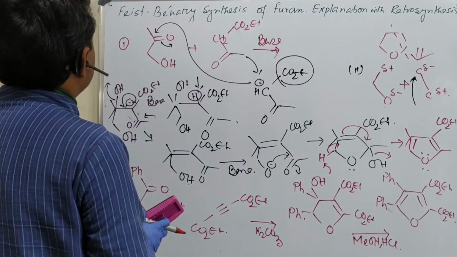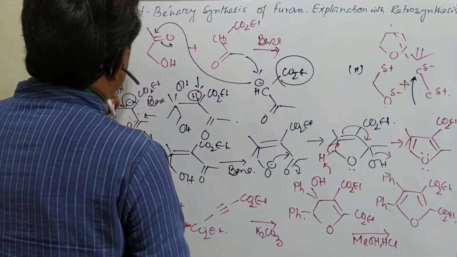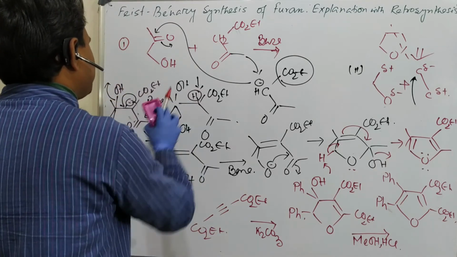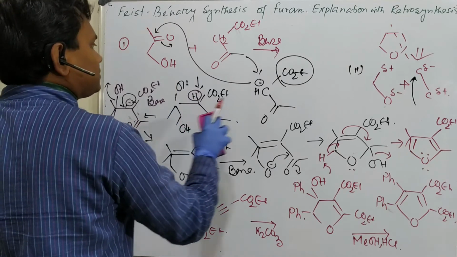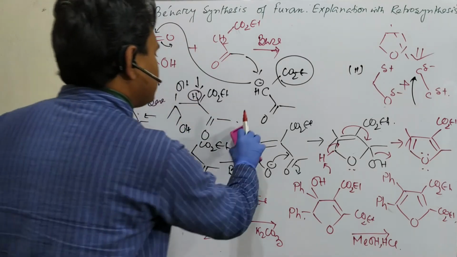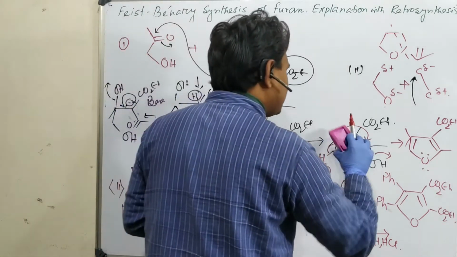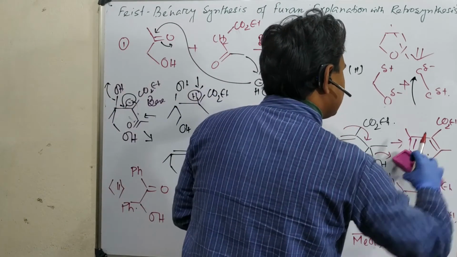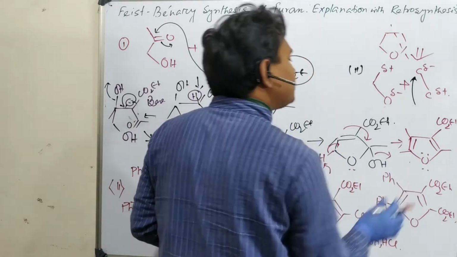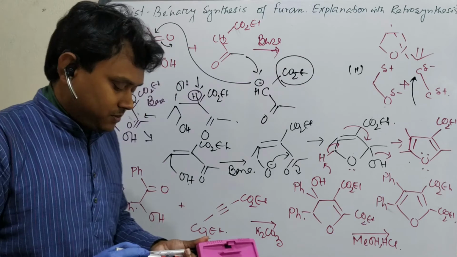I guess there is one mistake. This carbon valency 1, 2, 3, 4, 5. It should not be. There is the same problem here. So in this way, the furan derivative will be prepared. So this is the first method.